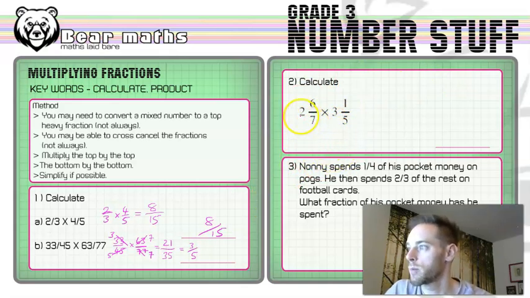Now, 7 multiplied by 2 to make 14. Add that to the 6 gives you 20. And 20 out of 7 is what that fraction would be as a top-heavy fraction.